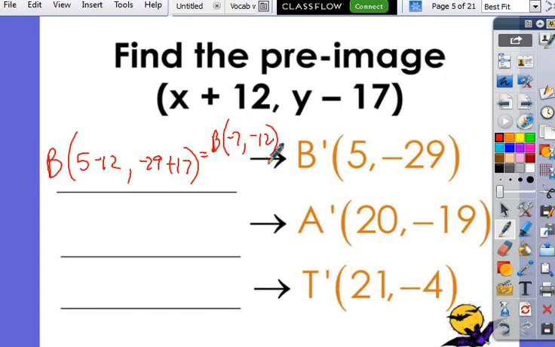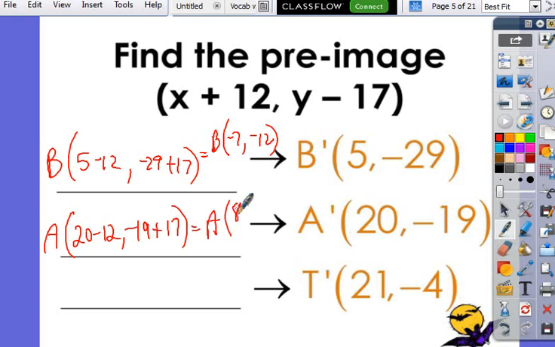Alright, let's do one more of these. So, A right here is going to do what? It's gonna be 20 minus 12, and then negative 19 plus 17. So A winds up being 8 and negative 2.